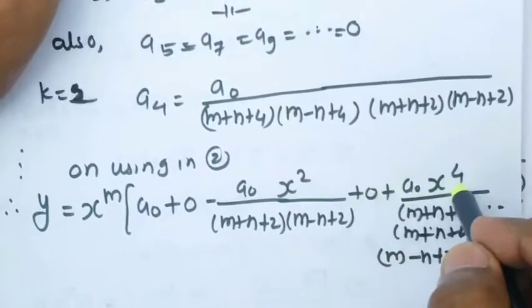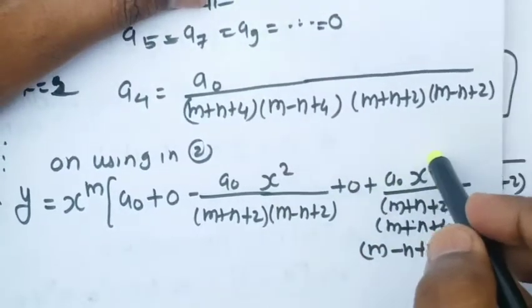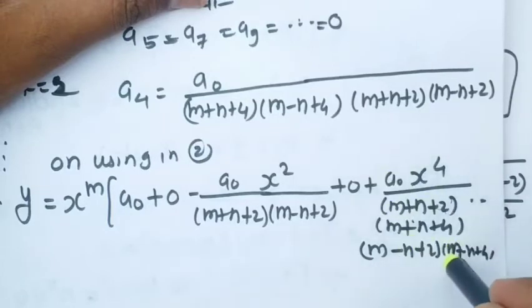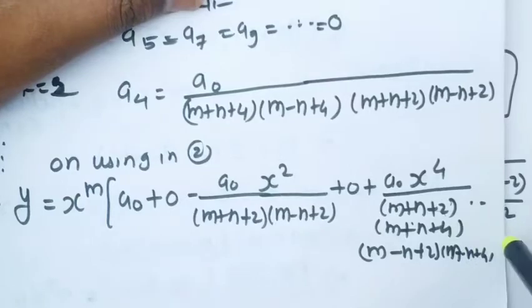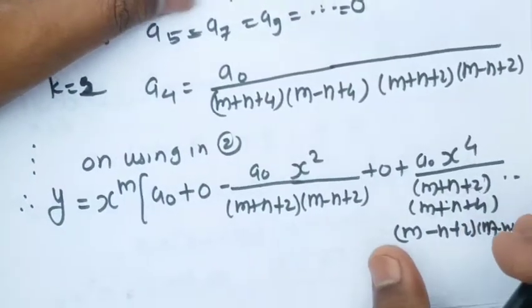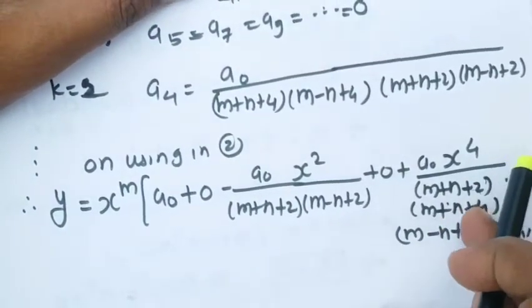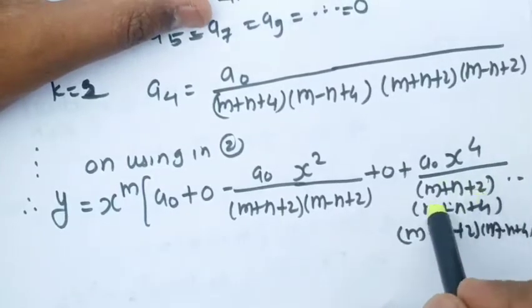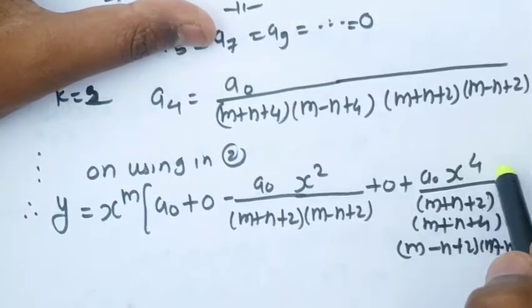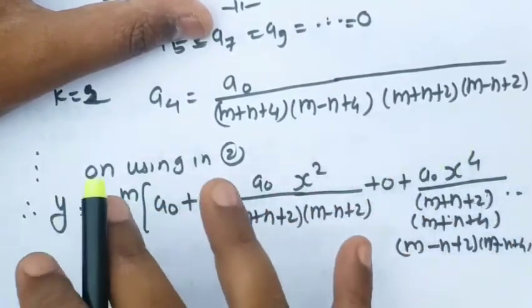a3 is 0, term of a4 is this a0 by this 4 brackets multiplication. This 4 brackets I have written because here I don't have enough space, therefore I have written it downside, okay. Try to understand, this is the multiplication of 4 brackets into x raised to 4 and so on. So this is the value of y we have obtained.